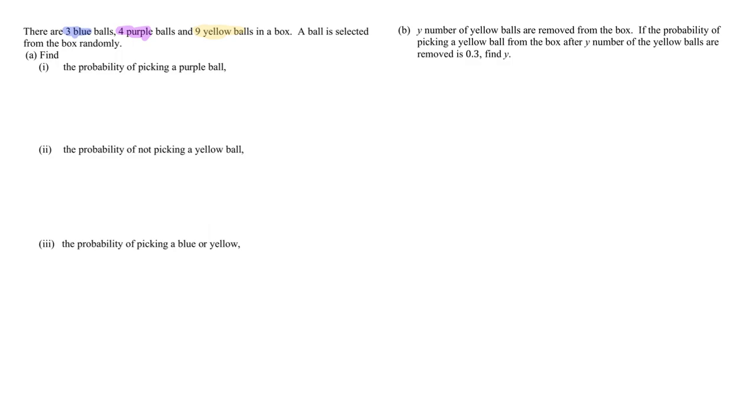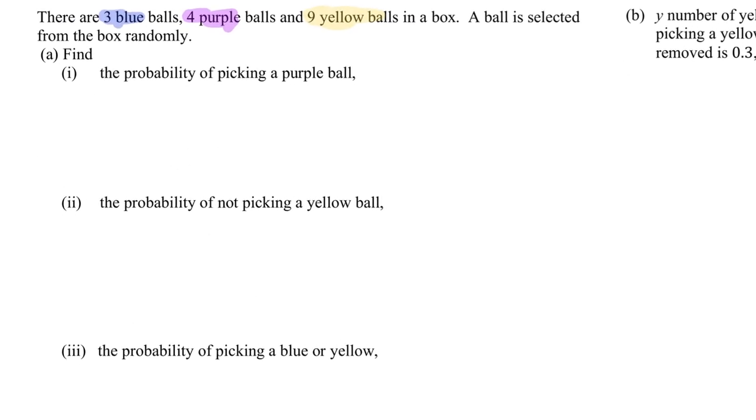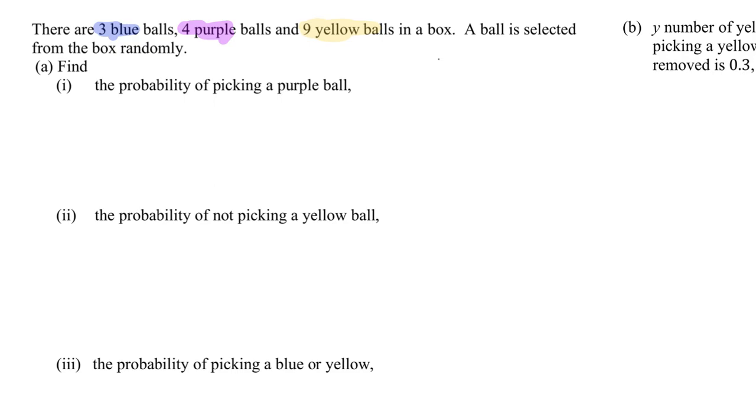Okay, so the very first thing, when we work on this kind of probability question, I will always like to put at the side what is my total number of balls. So in this case, it's 3 plus 4 plus 9 to give me 16.